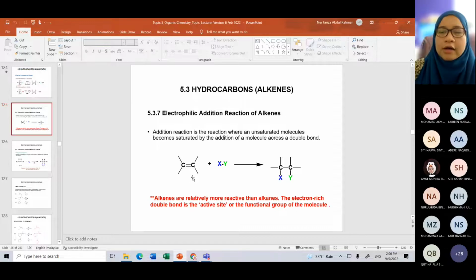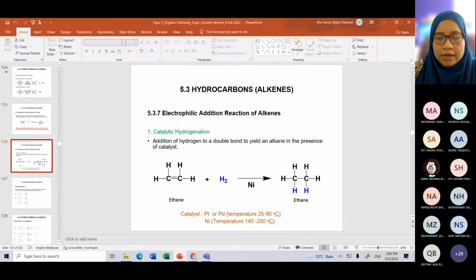The atom will be added to both carbons that initially had the double bond. So we have an addition reaction, an electrophilic addition reaction, for alkenes. But for alkanes last time, it is a substitution reaction, and to be specific, it should be a free radical substitution reaction.